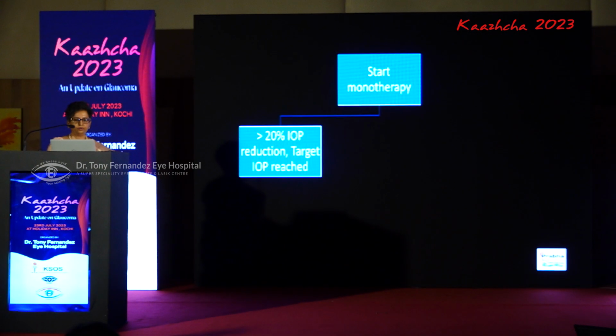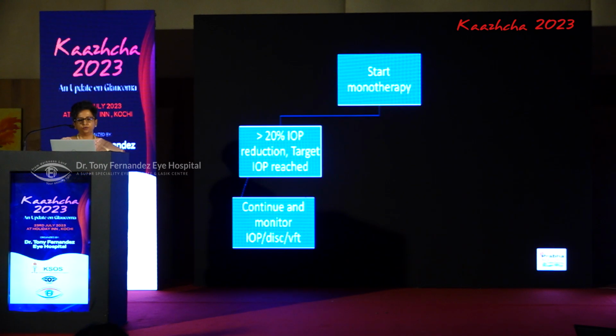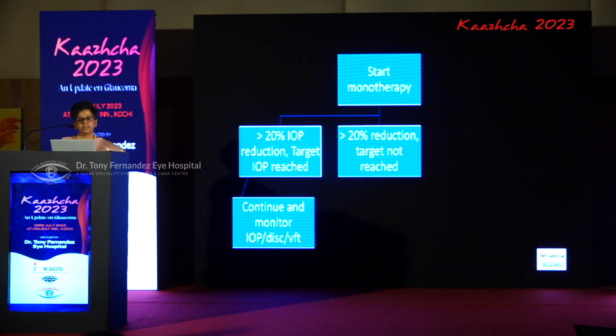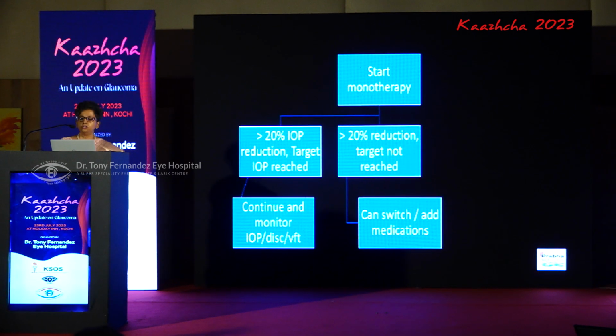So how would you go about it? You start monotherapy. If you have achieved 20% or more IOP reduction and target IOP is reached, you continue to monitor IOP, disc and visual fields. If it is greater than 20% reduction and target is not reached, then the drug is effective. So here you can switch or add medications depending on what is possible for the patient.